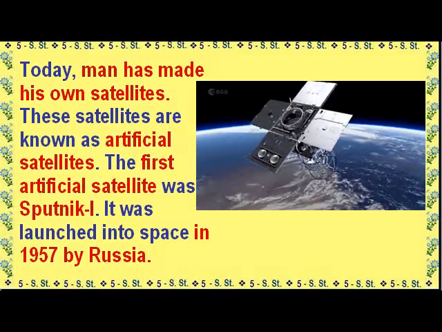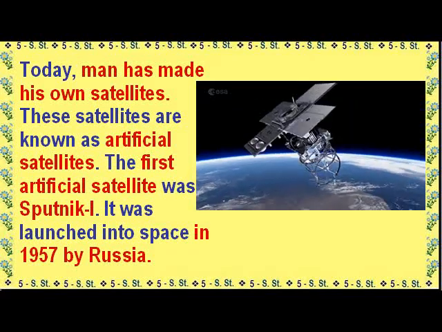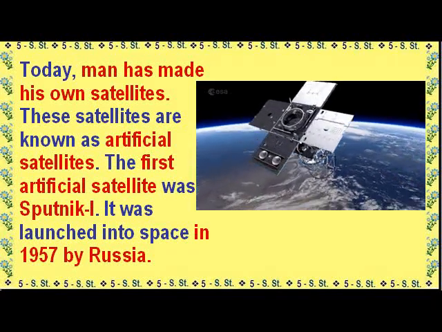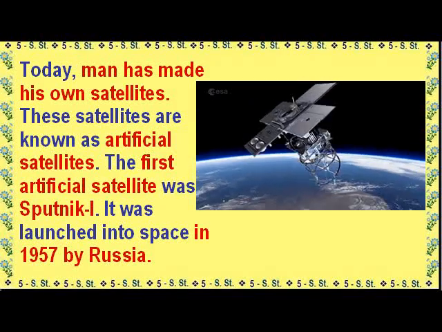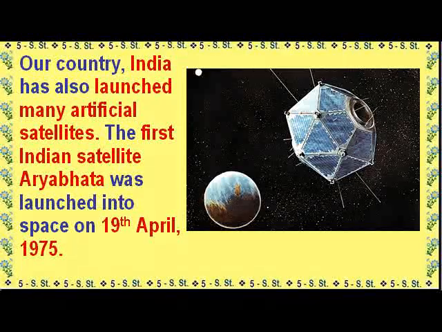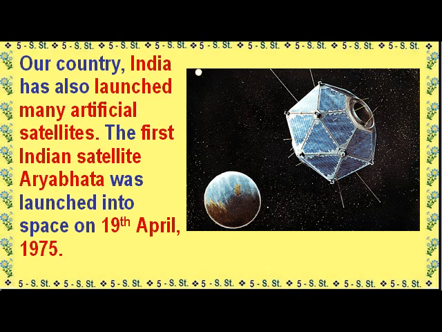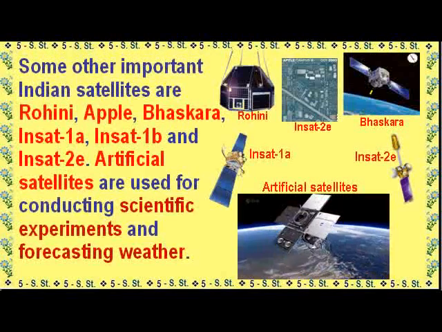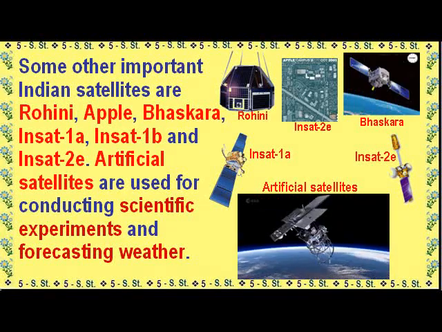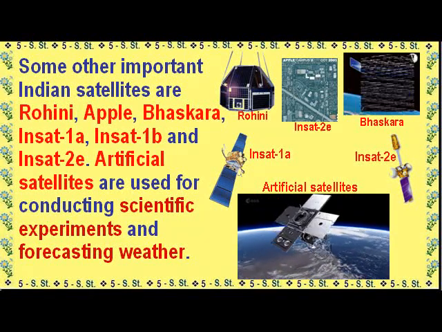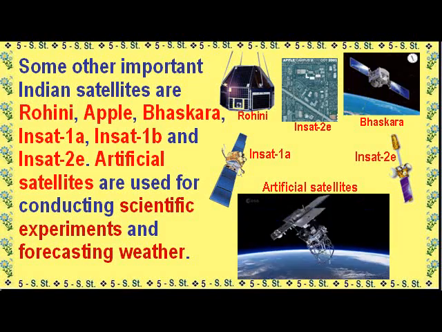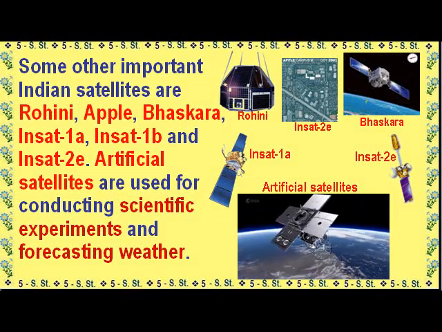The first artificial satellite was Sputnik 1. It was launched into space in 1957 by Russia. Our country, India, has also launched many artificial satellites. The first Indian satellite, Aryabhatta, was launched into space on 19th April 1975. Some other important Indian satellites are Rohini, Apple, Bhaskara, INSAT 1A, INSAT 1B, and INSAT 2E.